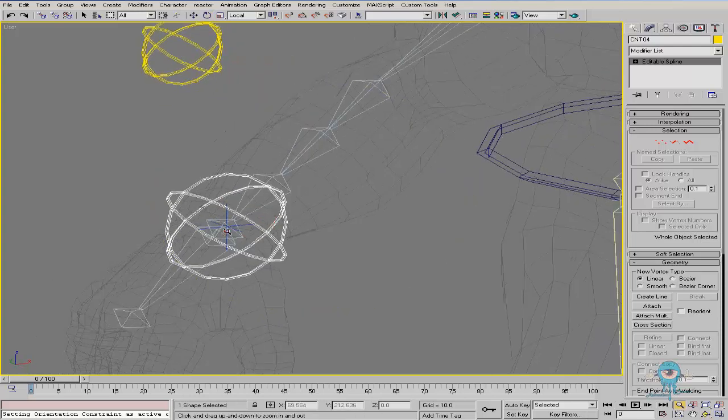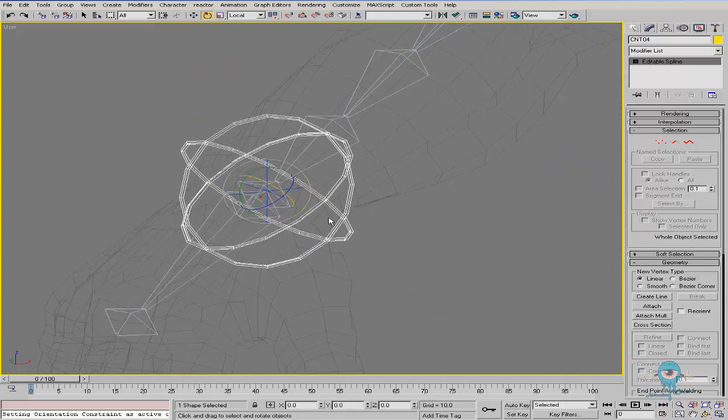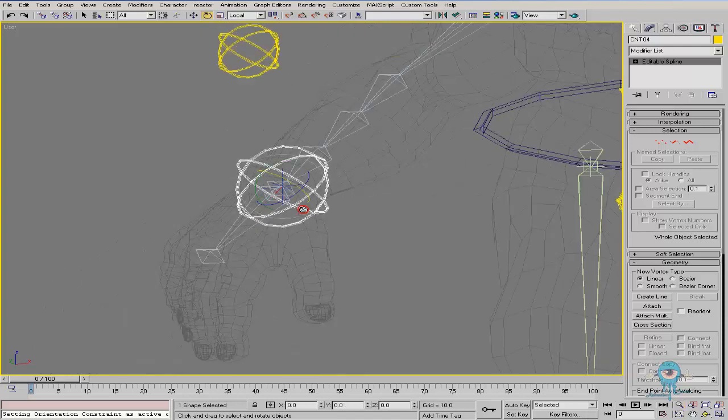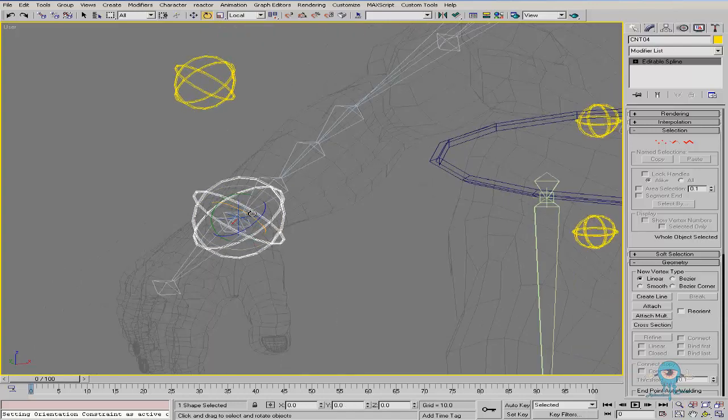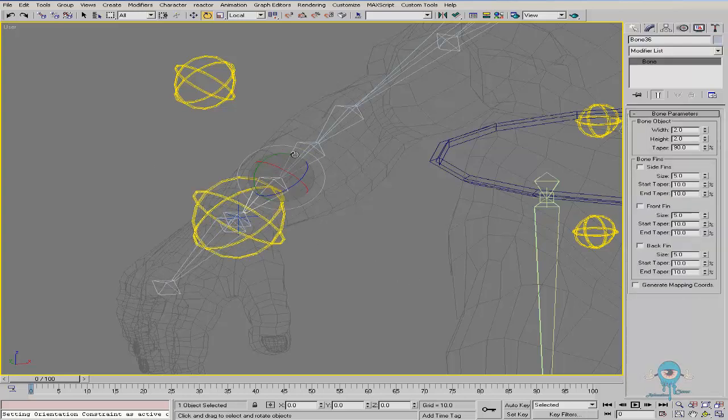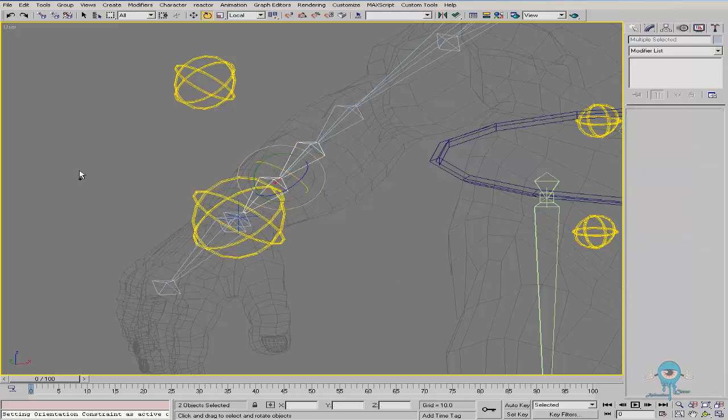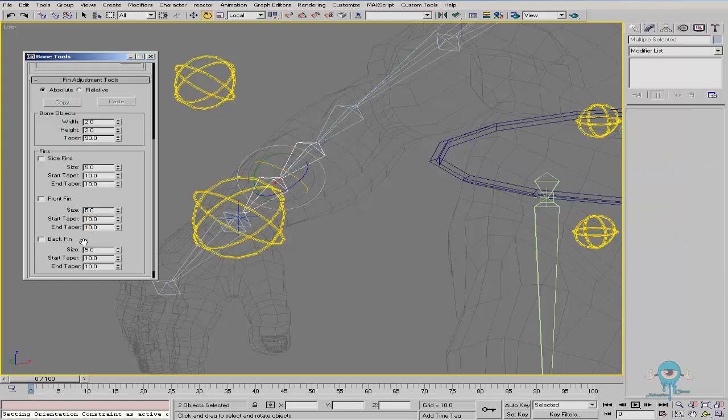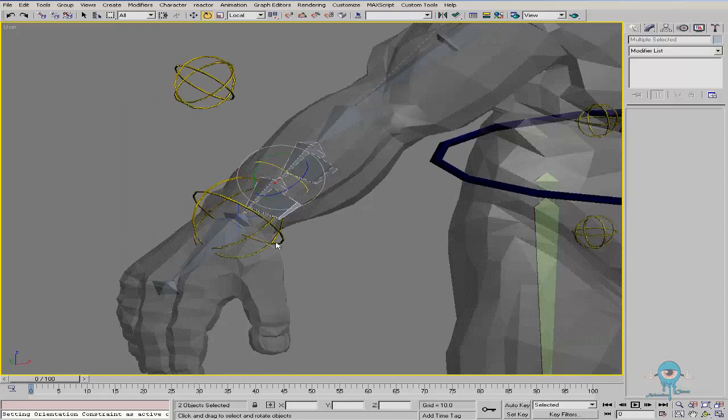Now, I've created a problem for myself on purpose, and that's the range of motion that actually happens in the wrist. You can turn your wrist over about 180 degrees or somewhere abouts along the length of it, and everything appears to be working fine. What I'm going to do is turn on in the bone tools the front fins so you can see the flipping happening.